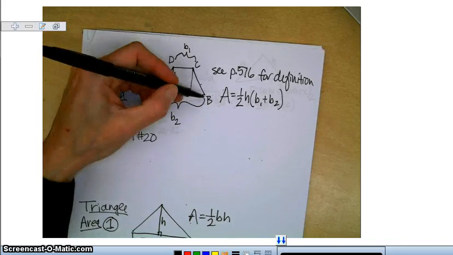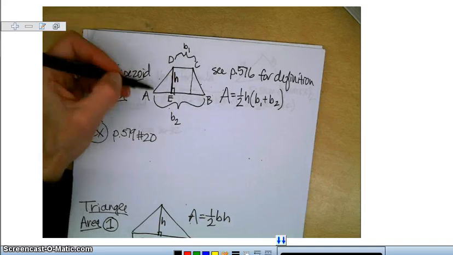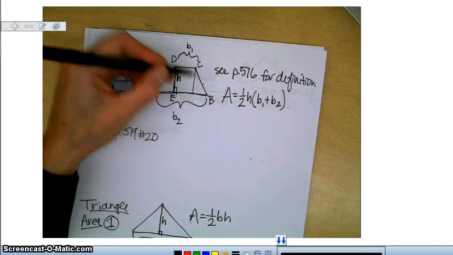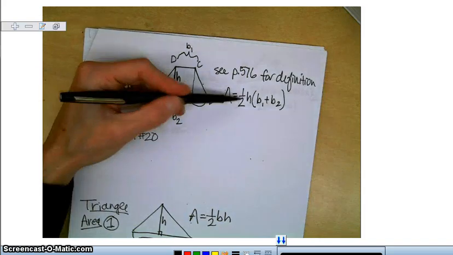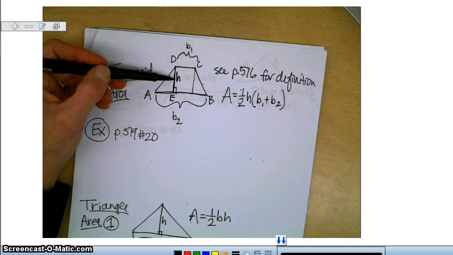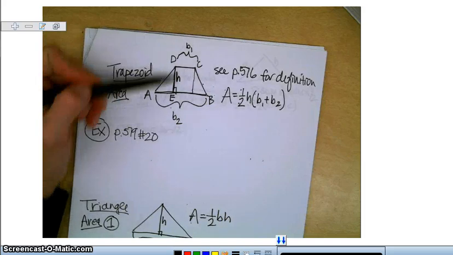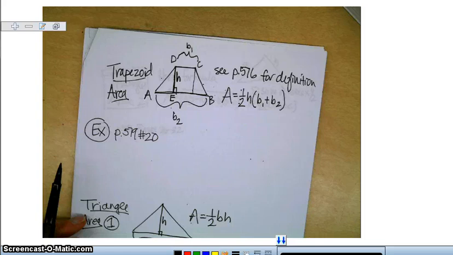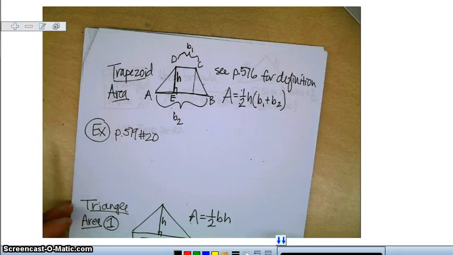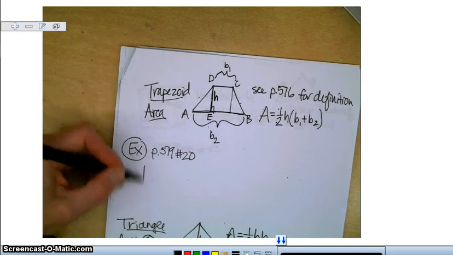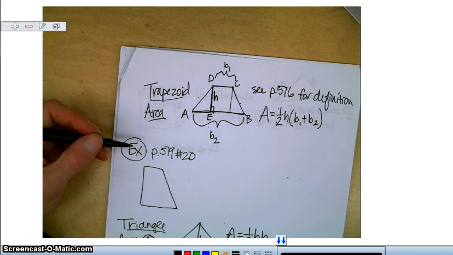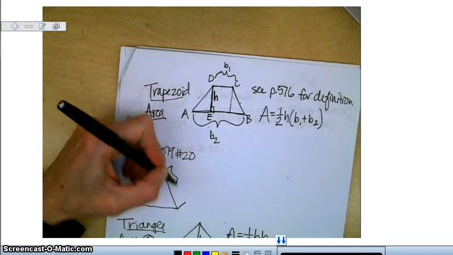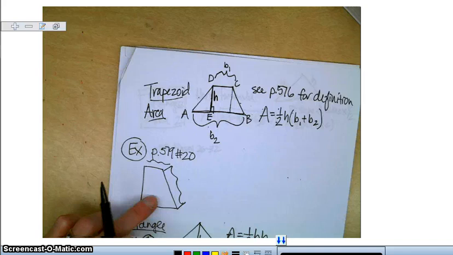The base, it actually has two different bases. It has a base on the bottom and a base on the top. And so the area of this can be found by taking 1/2 of the height times the sum of the bases. So we're looking at page 579, number 20. And we've got a cross-section of a concrete slab, looks like this, and a retaining wall, and it's the shape of a trapezoid. Again, they show us that it's three-dimensional, but we're only interested in this here.